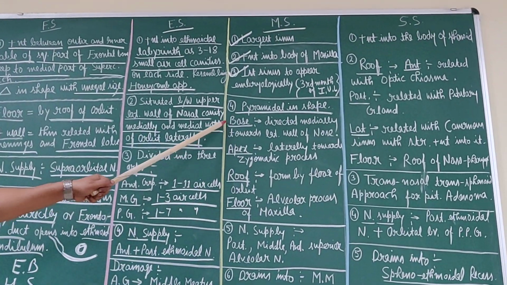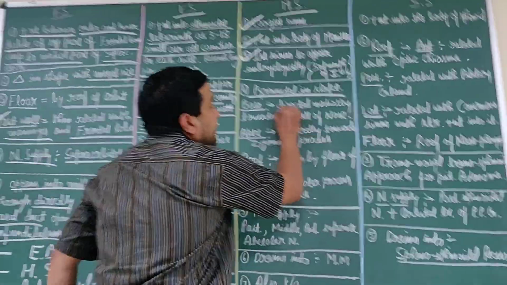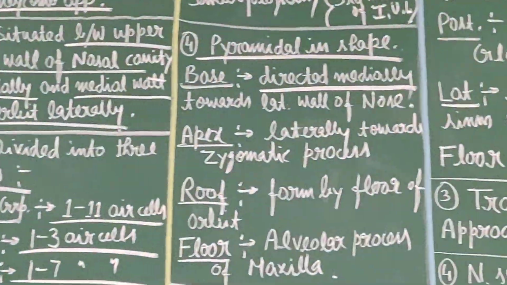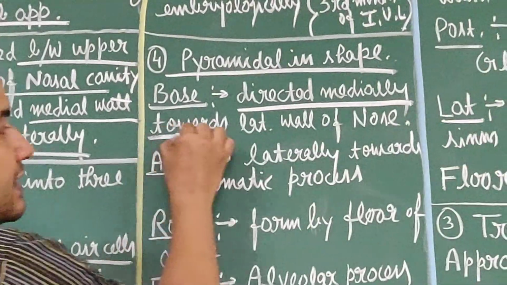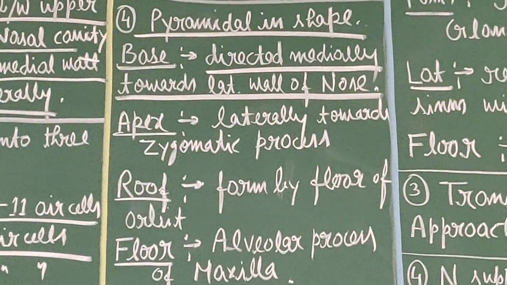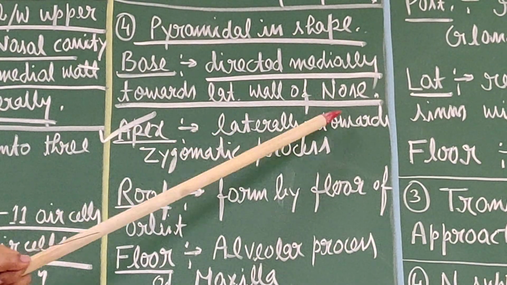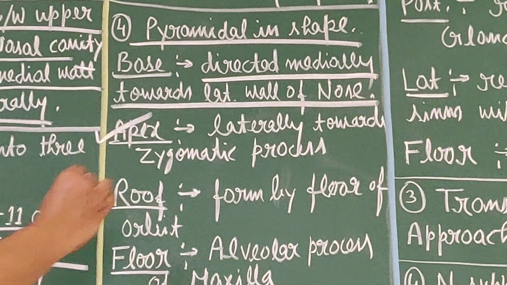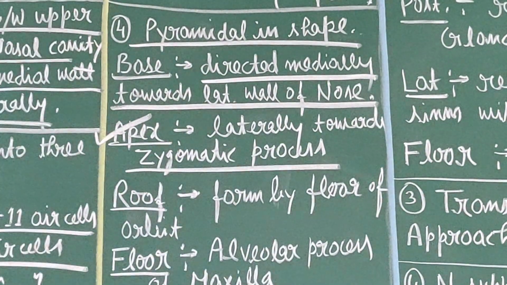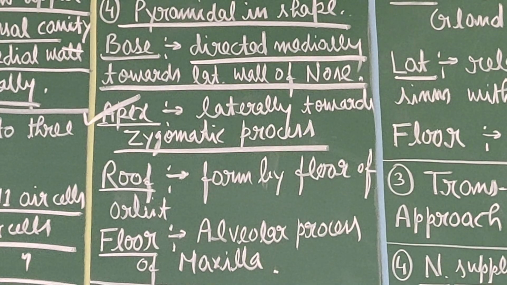So, it has a base. The base is directed medially. Medially where? Towards the lateral wall of the nose. While the apex is directed laterally towards the zygomatic process of the maxilla or zygomatic bone.